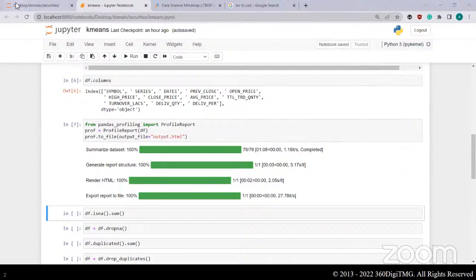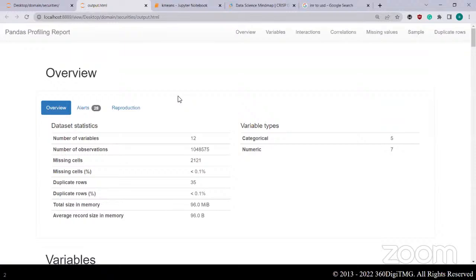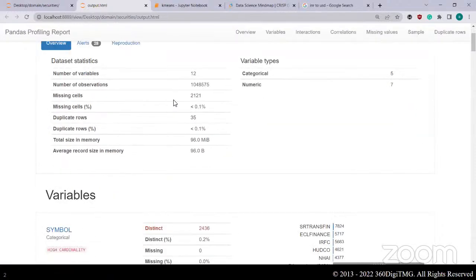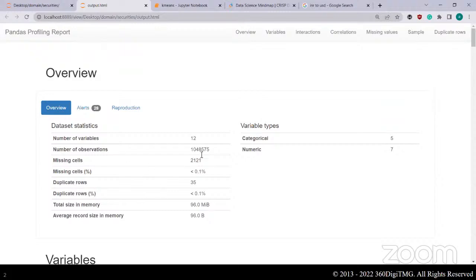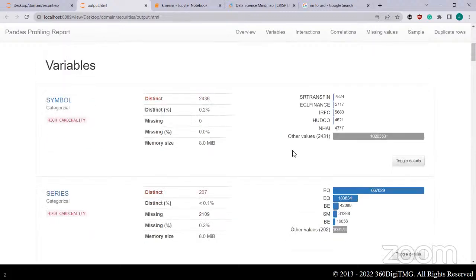It has generated an HTML file that we can open. Here we can see how many variables we have, what the total number of observations is, how many missing values we have, how many duplicated values we have, what the variable types are, whether they are categorical or numeric, and then we can explore the variables.